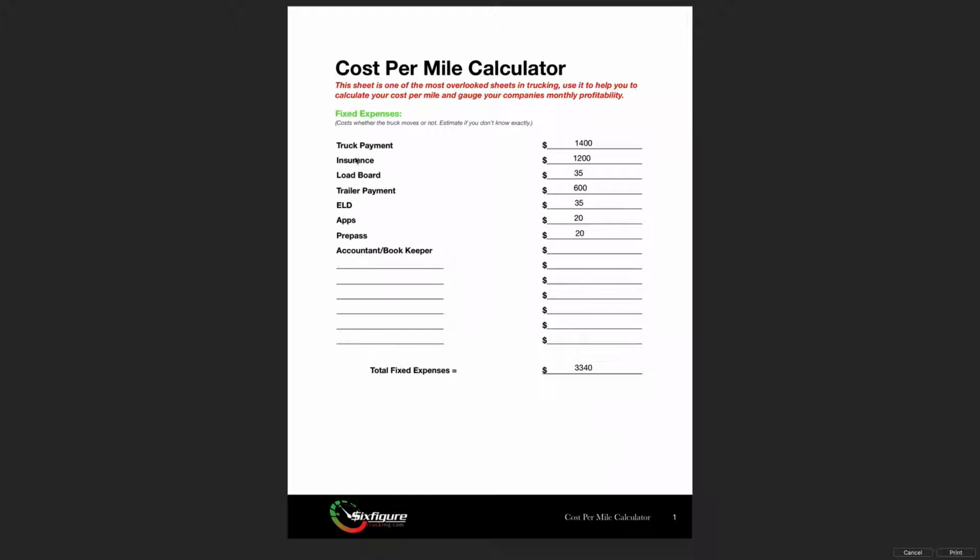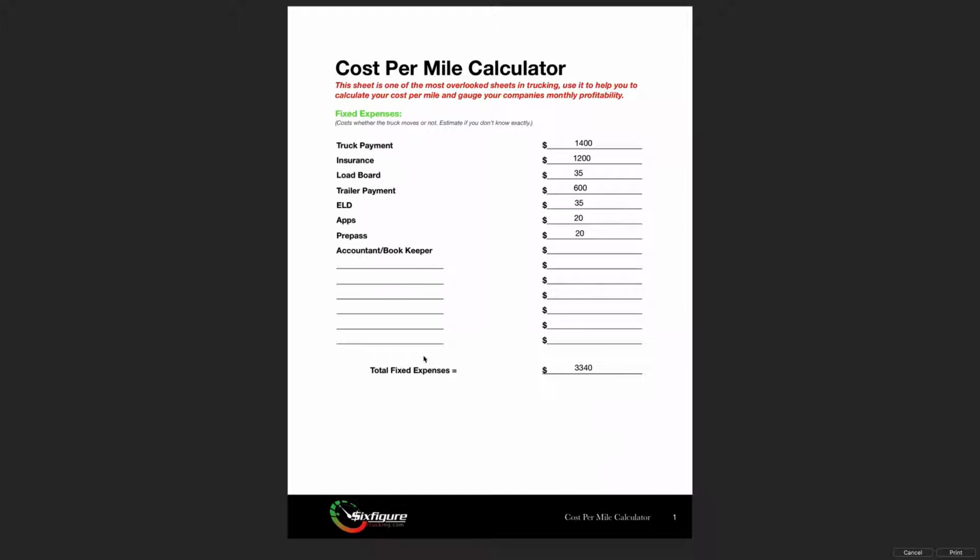Now these are your fixed expenses. These are the things that will not change whether or not your truck moves, or you sit at home for a month. Regardless, these are things you will have to pay in order to keep your business afloat and running. This is your truck payment, your insurance, load board, trailer payment, ELD, apps that you have on your phone, PrePass, your accountant and bookkeeper.